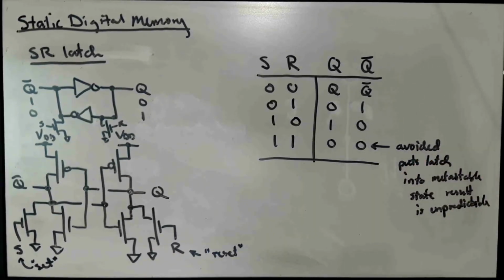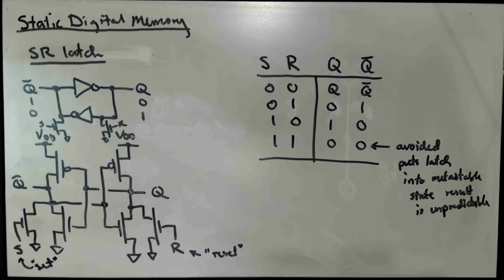So if you want to implement something like a coin flip, that's usually how people think of this. This may not be a bad way to do it. But for the purposes of making a reliable digital memory element, we typically try to avoid this particular state.